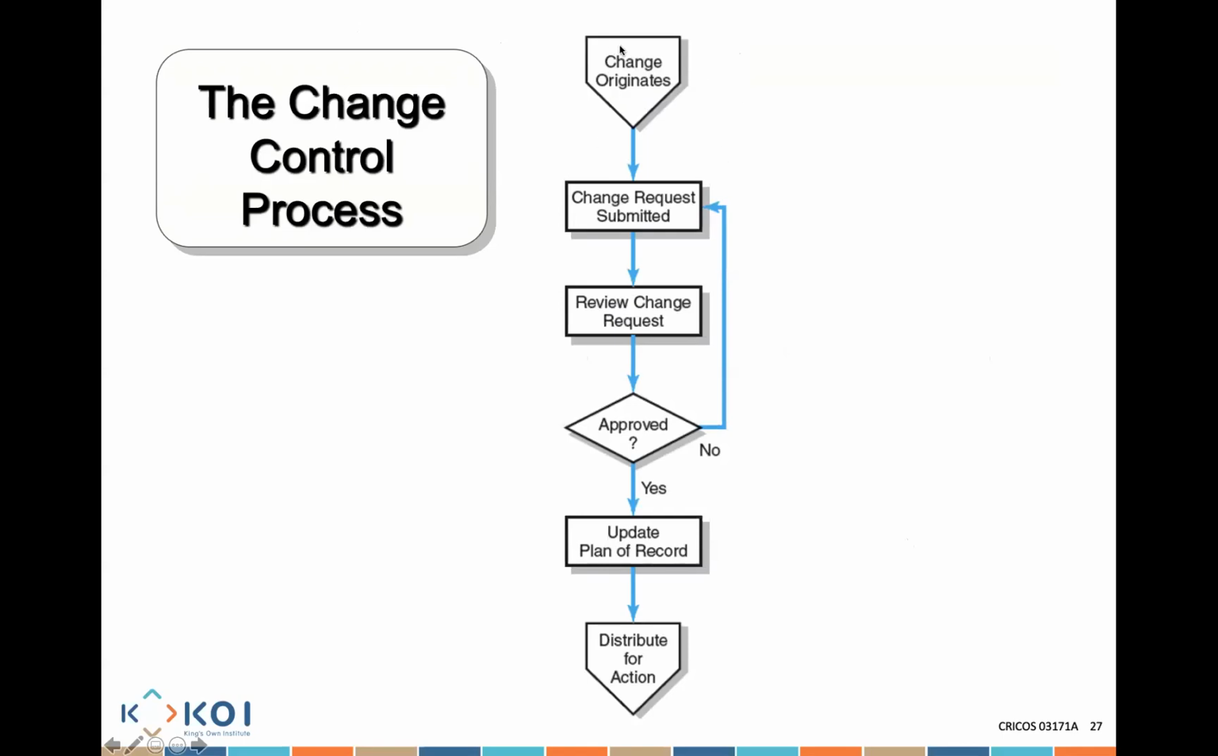People might come and tell us we need a change. They're going to have an idea. They come and submit a change request. We're going to review that change request, and either we approve it or we disapprove it. If we don't approve it, we can submit a new change request. If we approve it, we update our plan of record, and we distribute some communication to people so that they know that change is happening. They know when it's going to happen. They know the potential impact of that change, and they'll try to manage that change accordingly.